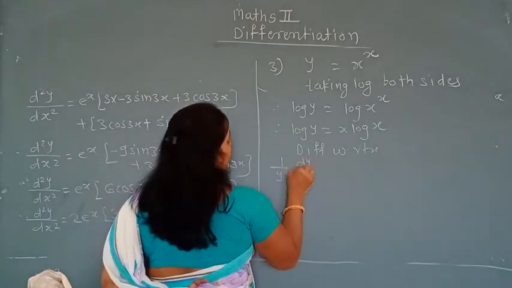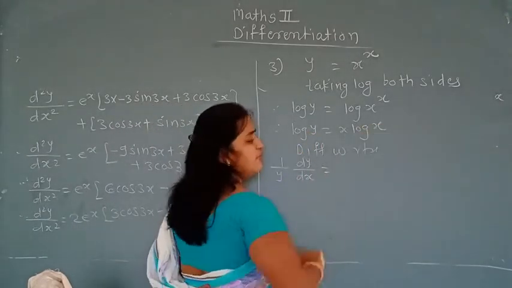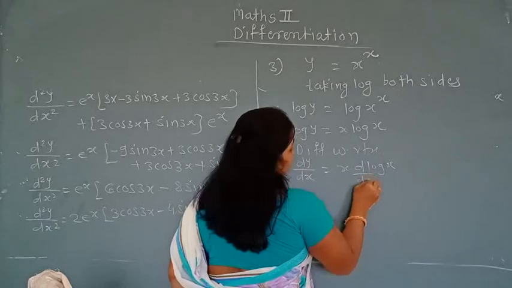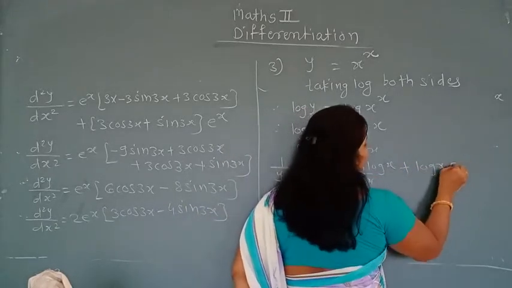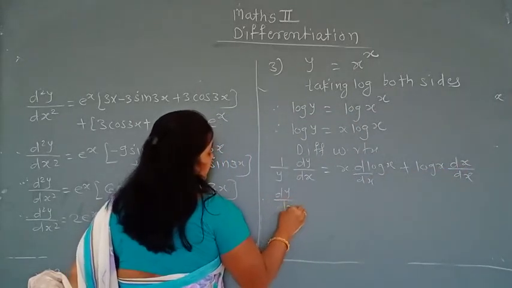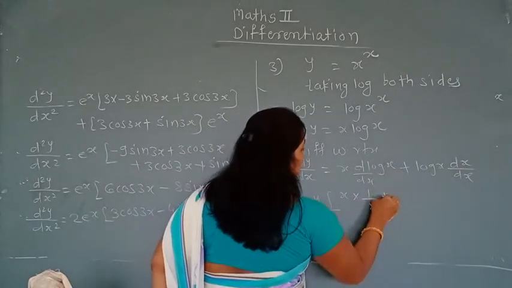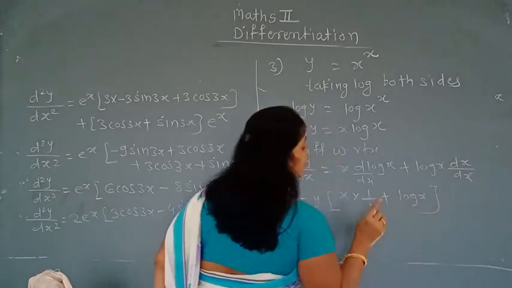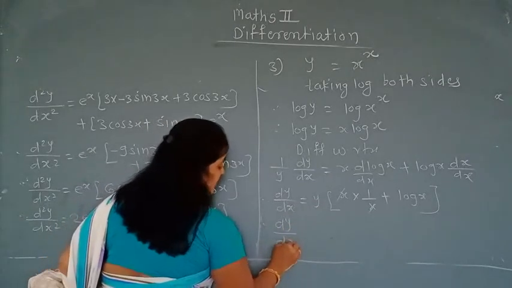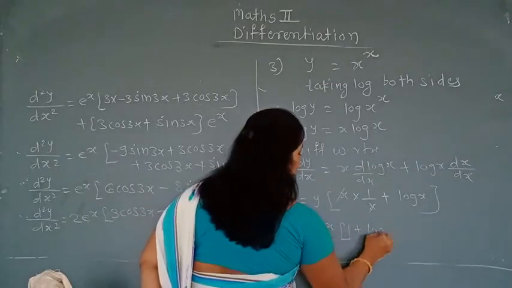So again the derivative of y with respect to x is equal to, we can use the u into v rule, the product rule. So x, derivative of log of x with respect to x, plus log of x as it is, derivative of x with respect to x. So therefore dy by dx is equal to y inside the bracket, x multiply 1 upon x plus log of x, derivative of x with respect to x is what? So x is cancelled. So y replaced by x raised to x, multiply 1 plus log of x.